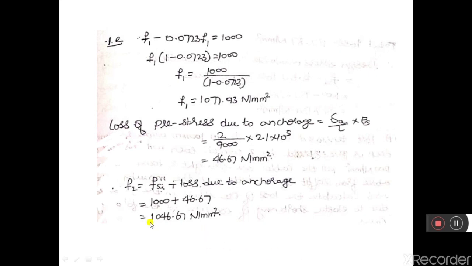That means while applying a stress to the cable, I should apply 1046.67 Newton per mm square. In this total stress, there will be a loss of 46.67 due to anchorage slippage. So after that loss, the final stress available in the cable will be 1000 Newton per mm square. So this is the second condition.